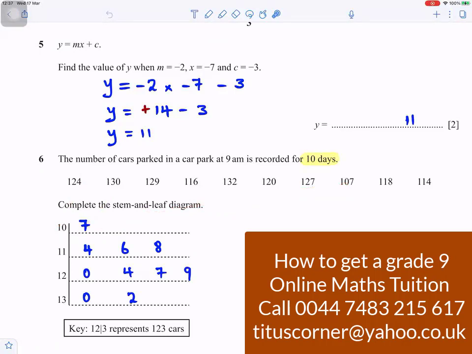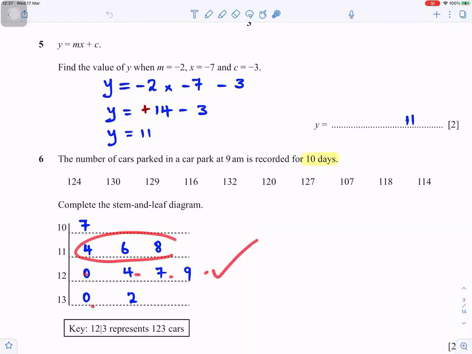The next smallest number is 114. So you have 11 in the stem and 4 in the leaf. And the next one is 116, and then after that, 118. And then for 12, you have 120, 124, 127, and then 129. And for 13, 130 and 132. Put them in order. You see, it goes 114, 116, 118. So these numbers on the leaf are in order: 4, 6, 8, 0, 4, 7, 9, 0, 2. They're in order. That's how you do it.